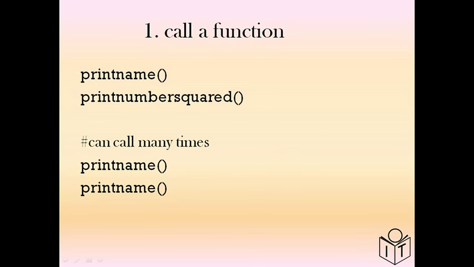So how would we call a function? How do we use it? Well, we just call its name. So the name of the first function was printname and the name of the second function was printnumbersquared, and we use the brackets after as well, so don't forget them. One thing you might notice here is that we've got printname a few times. You can reuse the function. That's one of its advantages. So we can call the function many times.